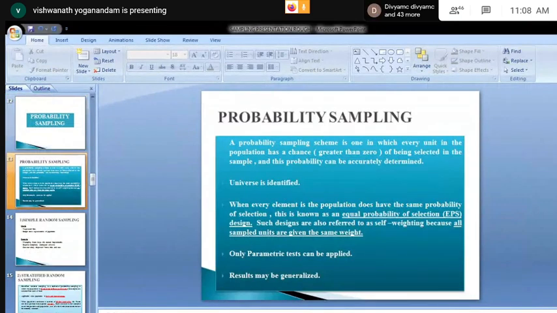So let us see what probability sampling is. A probability sampling scheme is one in which every unit in the population has a chance of being selected in the sample, and this probability can be accurately determined. Let me explain again. Suppose you have 50 students in a class and you want to select 3 people. All 50 in the class should be eligible for selection. You can use the fishbowl method: you would have seen a glass bowl, they put all the names in and pick randomly 3 people. If you do that, it is called probability sampling.